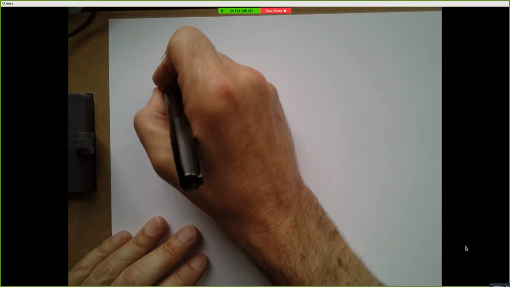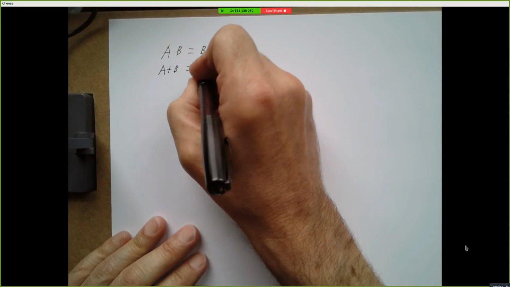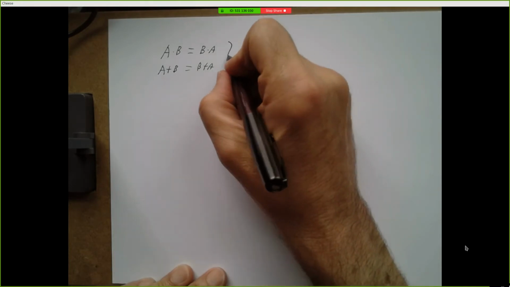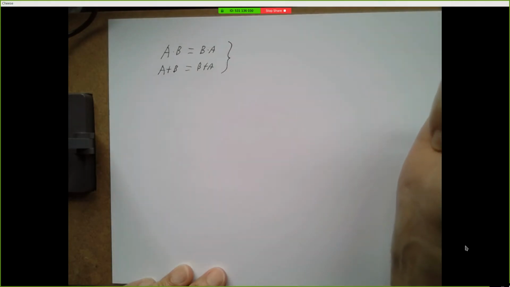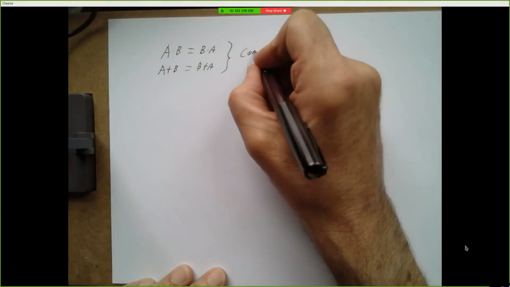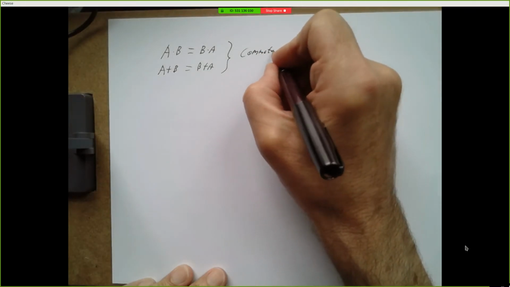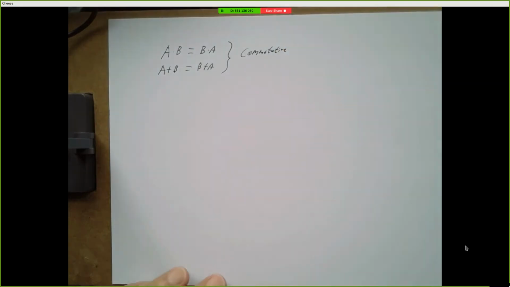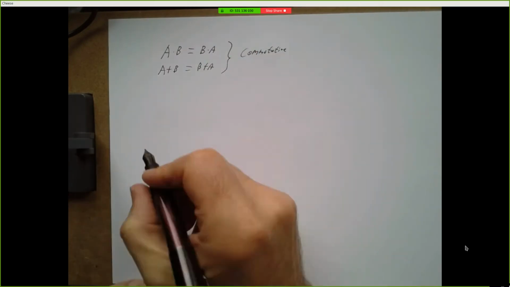And it turns out that if we do an OR, the order doesn't matter there either. Anybody know what these are called? What property this is named? So this is the commutative property. And we say that ANDs and ORs are commutative. So you can change the order of these operations.